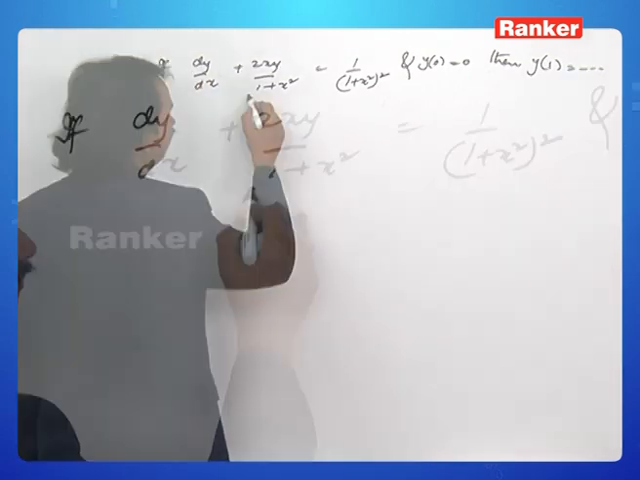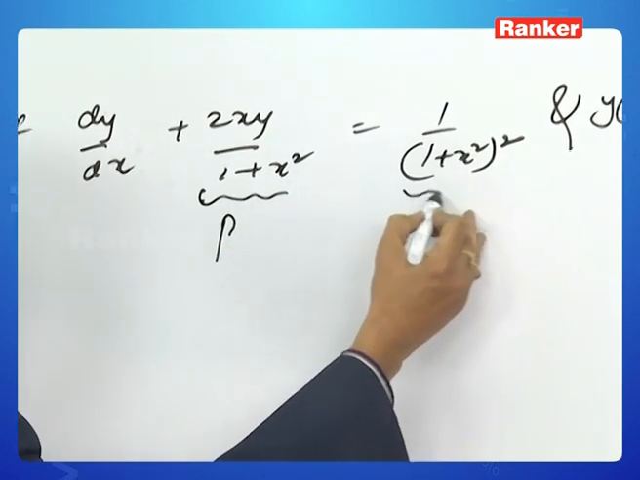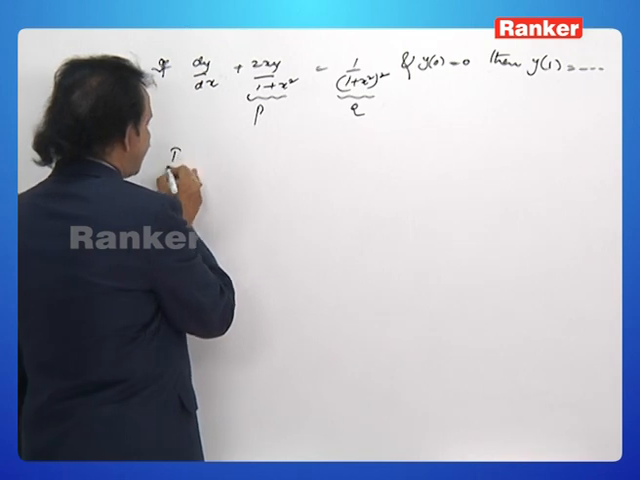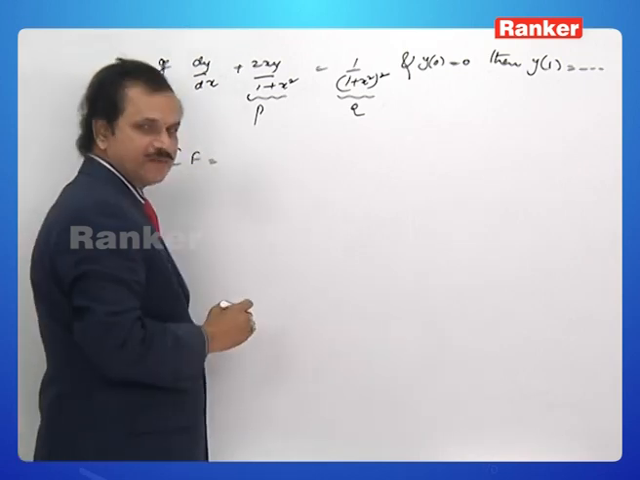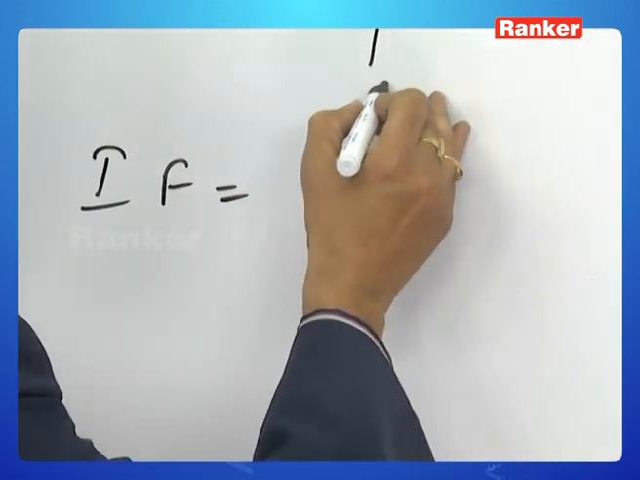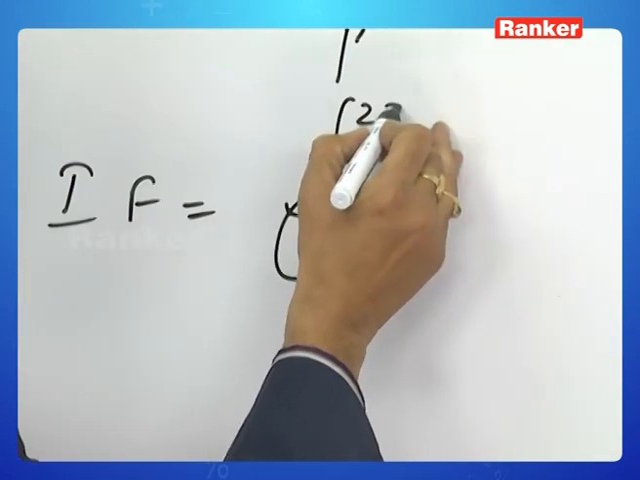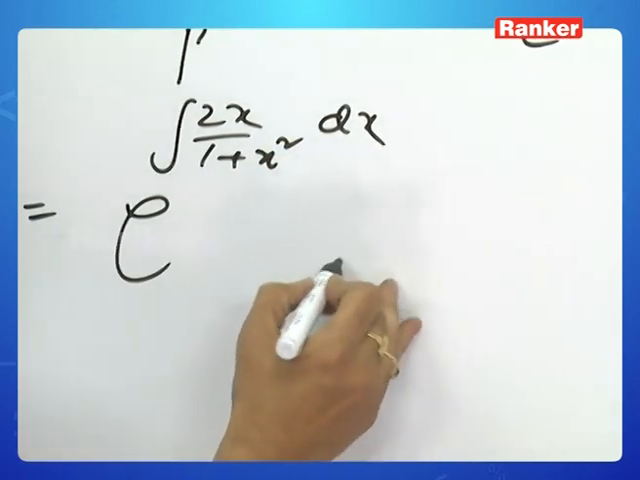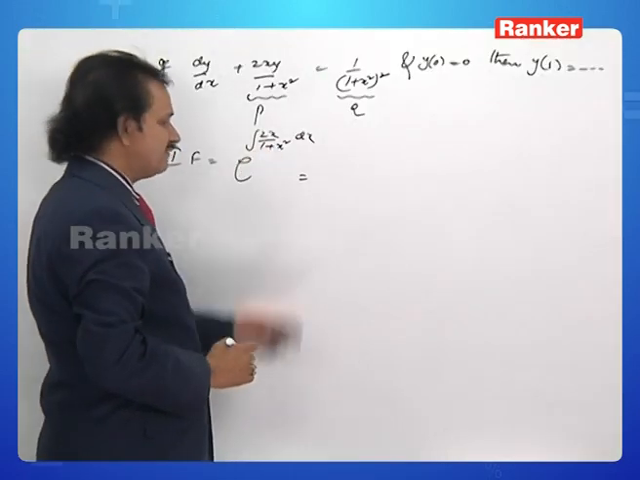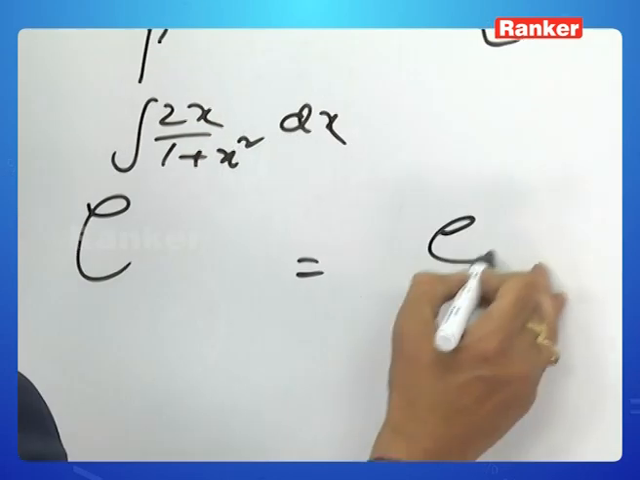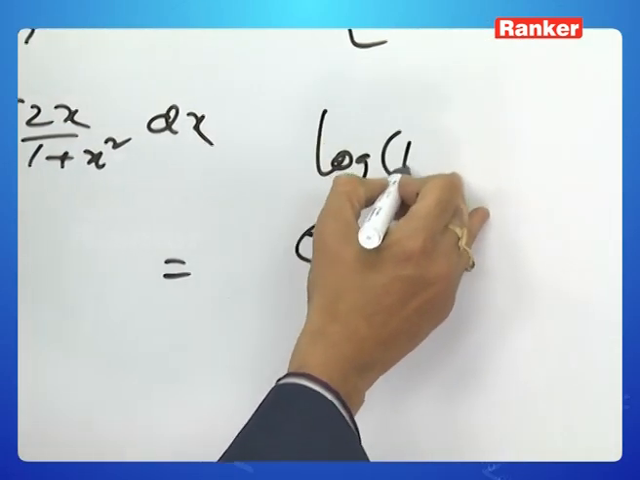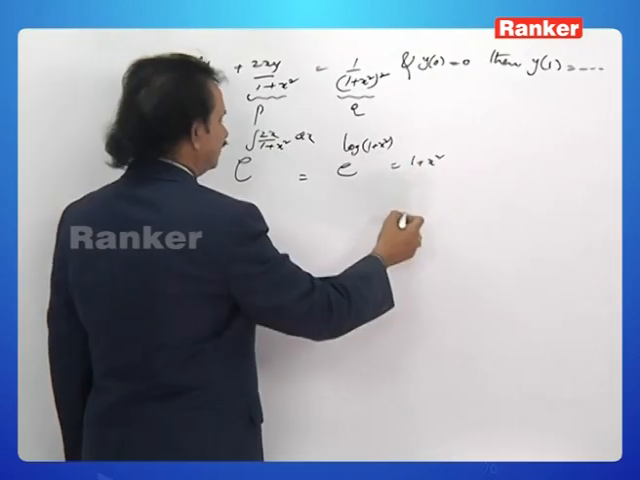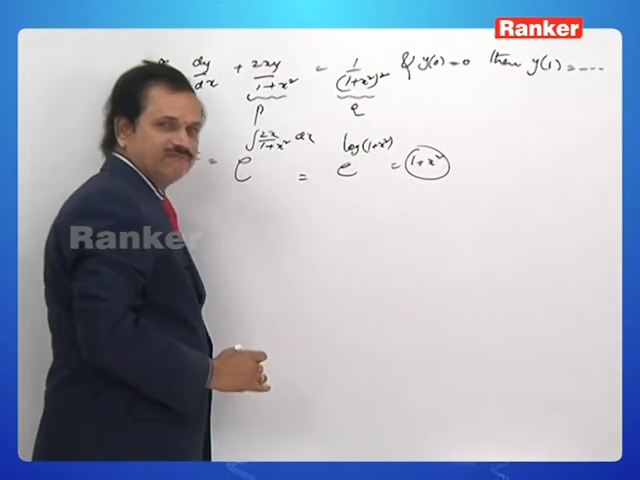And moreover, p is there, and for q, 1 by 1 plus x square whole square is there. Come on friend, what is IF? The immediate first step, e power integral p dx. What is p? 2x by 1 plus x square dx. Good. f dash x by f x. What is that? e power log 1 plus x square is nothing but 1 plus x square. We are happy? This is IF.